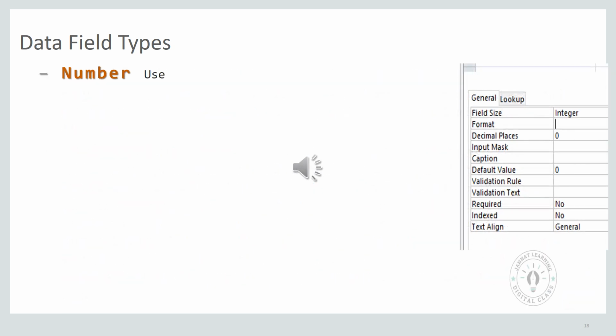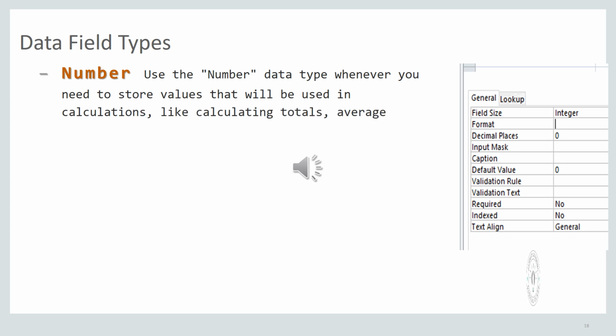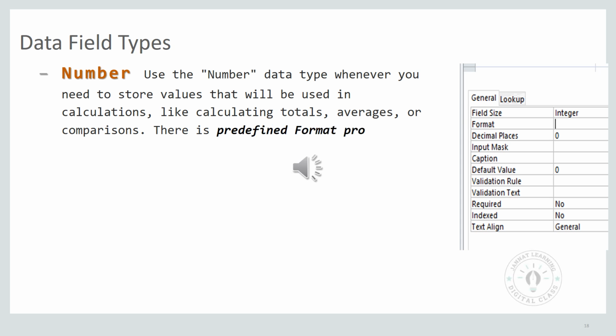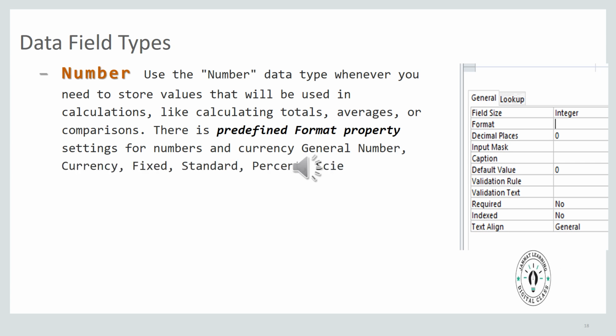Number: use the number data type whenever you need to store values that will be used in calculations, like calculating totals, averages, or comparisons. There are predefined format property settings for numbers and currency: general number, currency, fixed, standard, percent, scientific. These are self-explanatory while selecting.